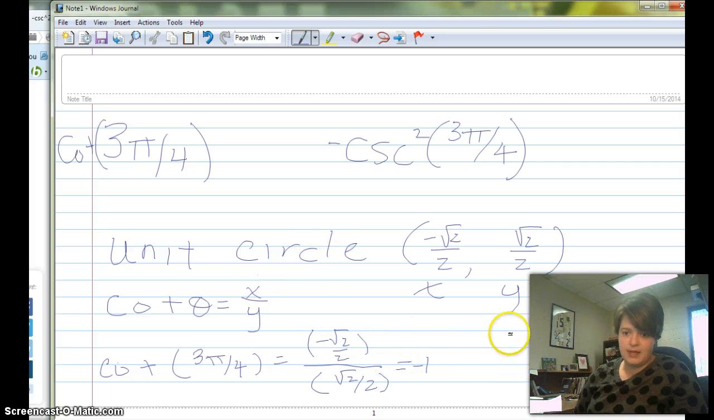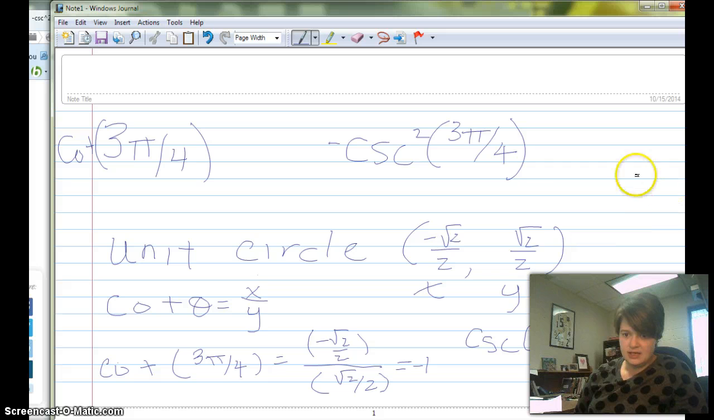Now, negative cosecant squared. Remember that cosecant is the reciprocal of sine, which is the y value. So first, let's just look at cosecant of 3 pi over 4. Then we'll square it and multiply it by negative 1. So this is the reciprocal of the y value, 1 over sine, so 2 over the square root of 2. When we rationalize this, we multiply by square root of 2 over square root of 2. We get 2 square root of 2 over 2, and the 2's cancel out, so we just get square root of 2.